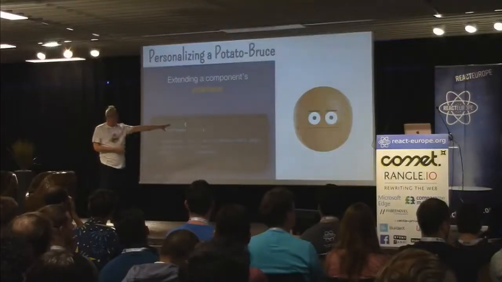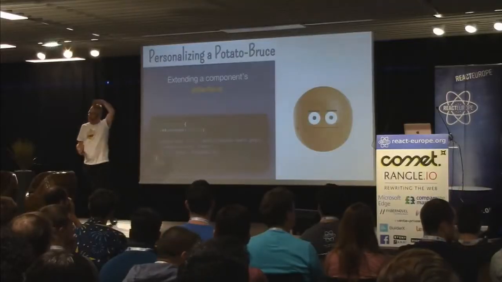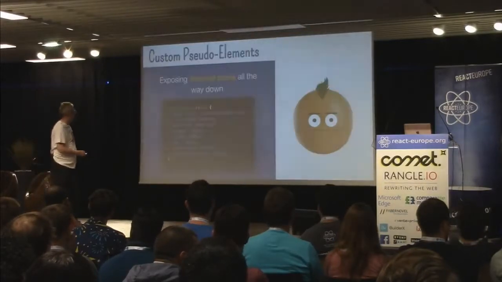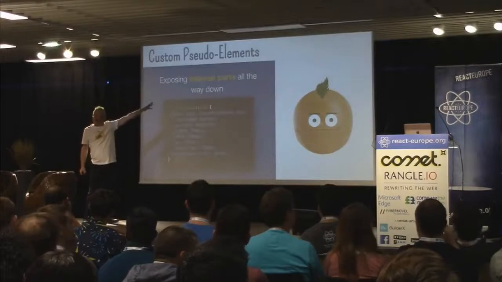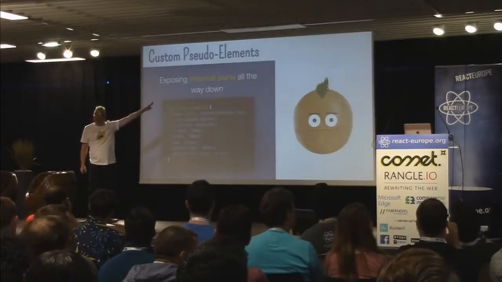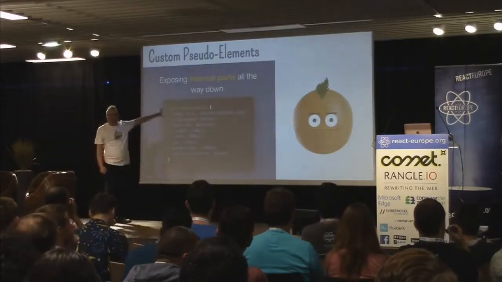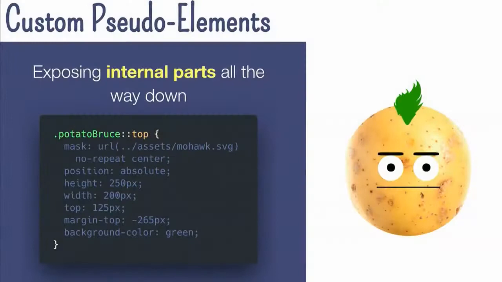Next thing I want to do, of course, to make a proper Potato Bruce, is give him a green mohawk, because every proper Bruce has a green mohawk. So I'm using the CSS pseudo element syntax. That's the thing you use for before and after. And it doesn't matter what HTML my top part is sitting on. I can access anything in my component stack using this pseudo element syntax. So I say potato Bruce, ::top, and then I'm giving an SVG mohawk.